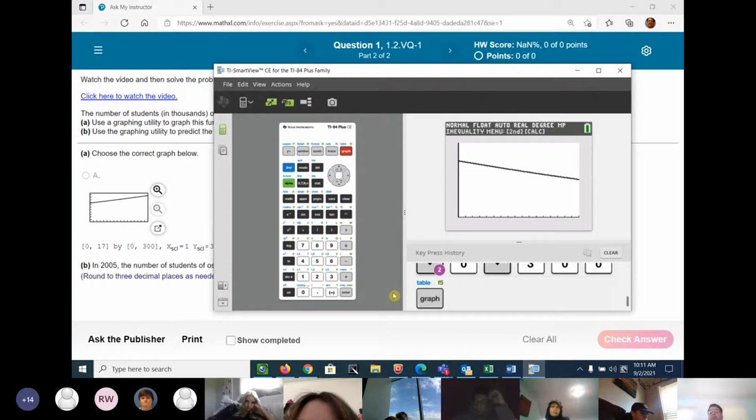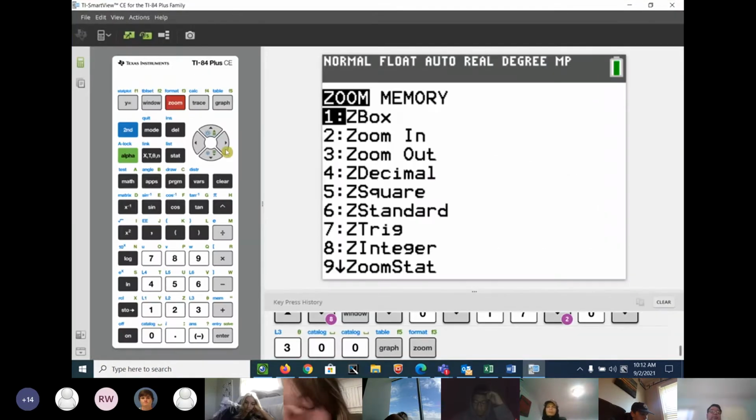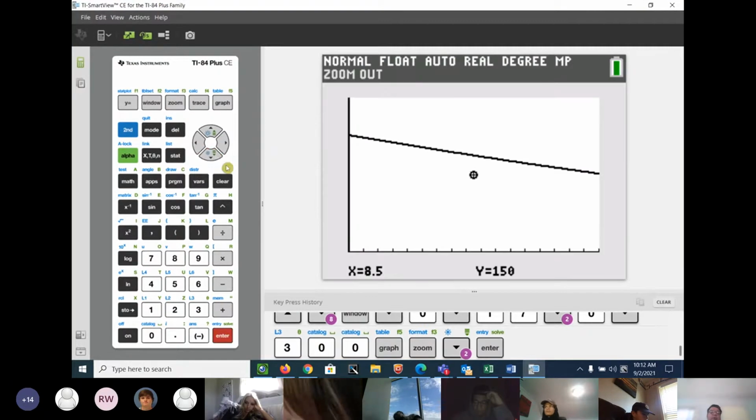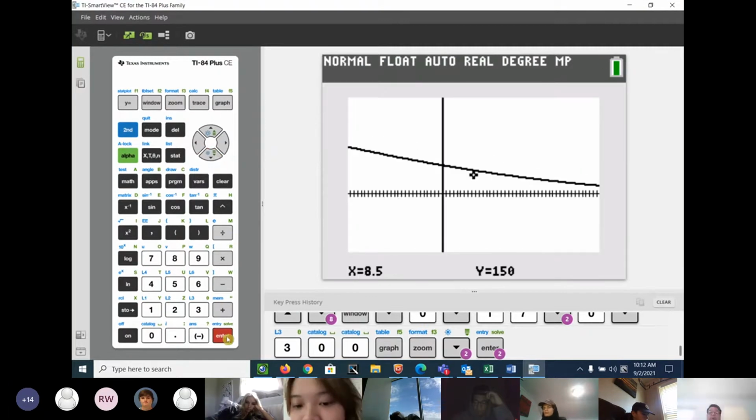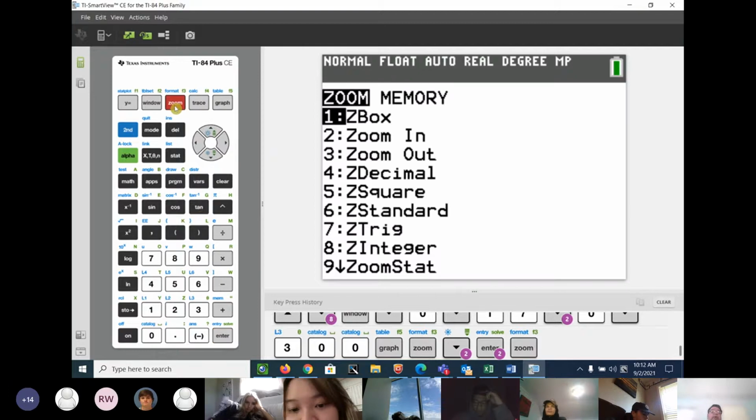So you can see why I use what I use. I use the zoom box and zoom out, or zoom out and zoom box, whichever one you want to call it. And I get to see the whole thing. So I'm going to do it one more time so you can see how I did it. I'm going to zoom out. And I'm just going to do zoom out there. There. I'm going to zoom out again.